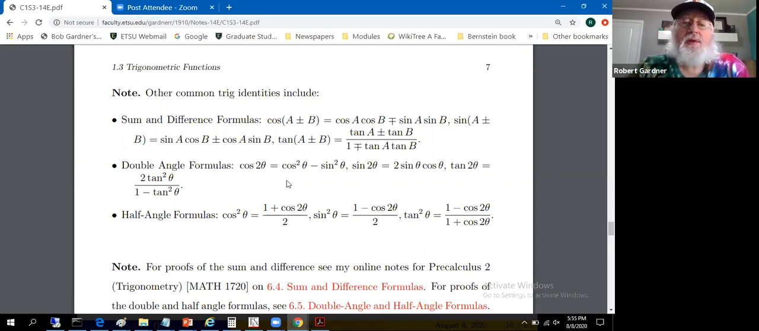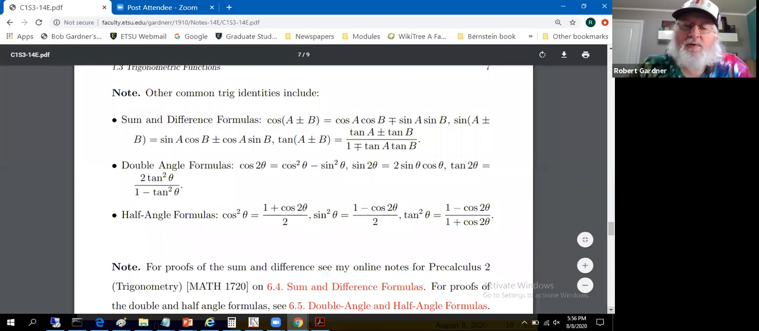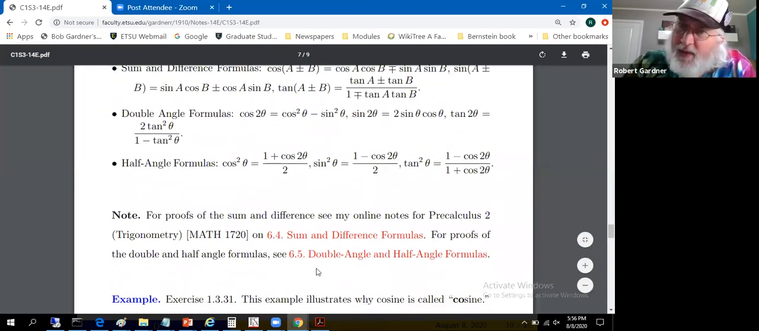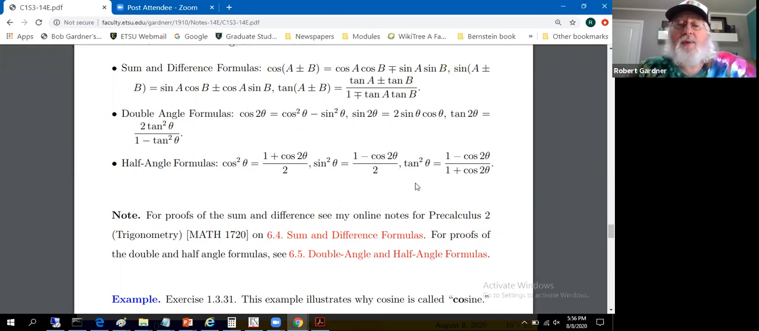Double angle formulas. Cosine of 2 theta is cosine squared theta minus sine squared theta. Easy enough, just plug theta in for both A and B, and that will produce this. Sine 2 theta is 2 sine theta cosine theta: plug in A equals theta and B equals theta, and that will produce this formula. Tangent of 2 theta: let A and B be theta and add, and that will give you that formula. So that's how you justify the double angle formulas. Piece of cake, once you've got the summation formulas. Half angle formulas are a touch more subtle. See section 6.5 from my pre-calculus 2 notes for the half angle formulas.